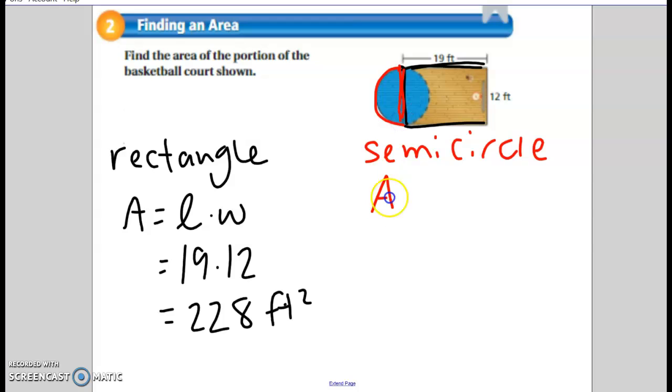Now we're going to do the same with the semicircle. Now remember, the area of the circle is pi times the radius squared. Now, because we're talking about half of a circle, we are going to take that answer and cut it in half.